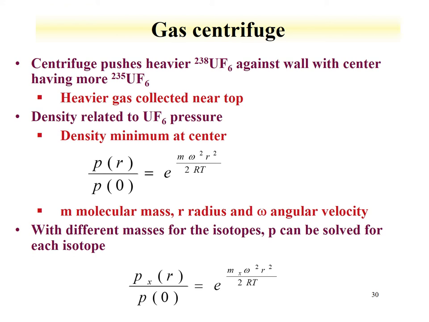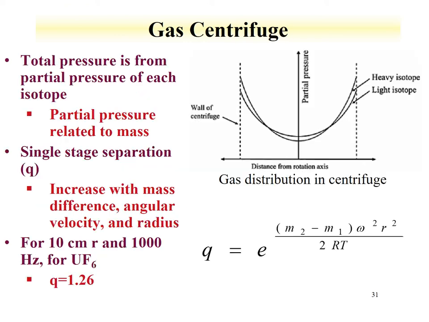We can use this fundamental equation to evaluate the efficiency of gas centrifuge systems. What we can see here is that the partial pressure of a heavier isotope is greater at the walls and less in the center. The light isotope is greater in the center. So if we had a system where we can bring a gas into the centrifuge, spin the centrifuge, and collect from the center, we would preferentially be collecting the lighter isotope.